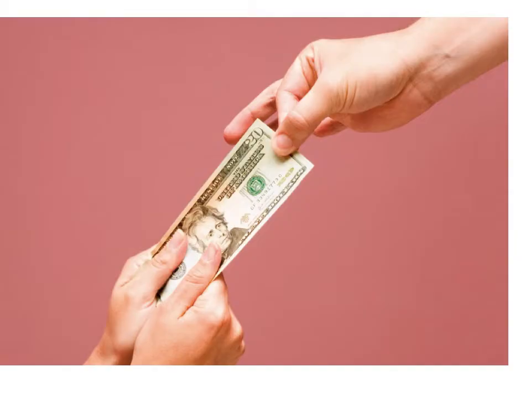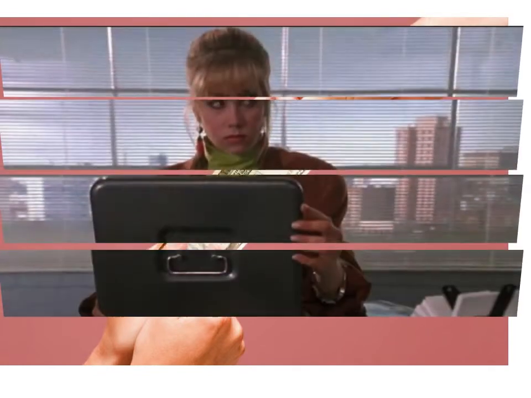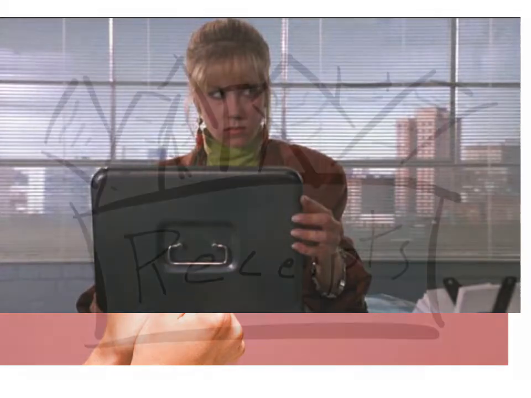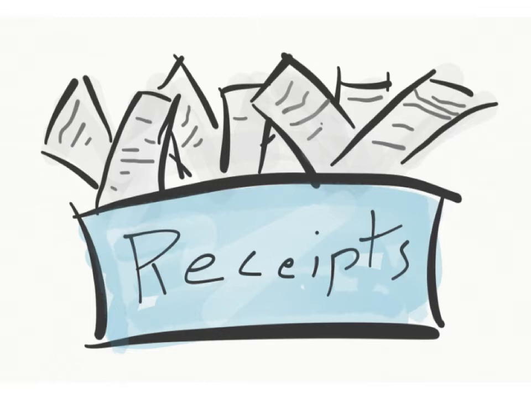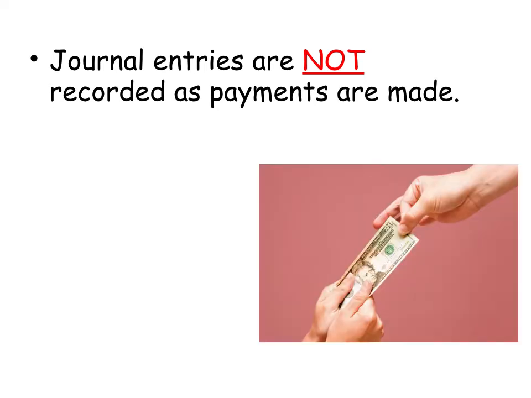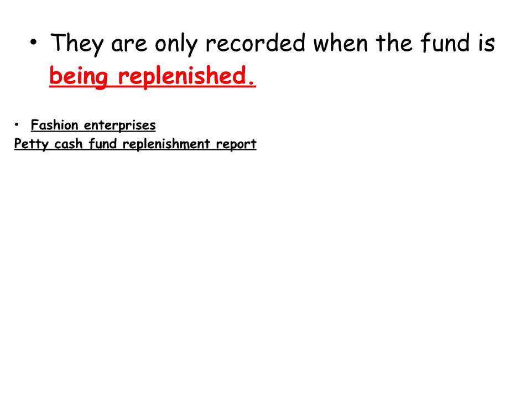After the fund is established, cash can either be taken from the fund to make payments, or Claire can reimburse her colleagues with cash for qualifying expenditures. In either case, Claire has to collect receipts for the use of the cash. With petty cash, journal entries are not recorded when payments are made. Instead, they are only recorded when the fund is being replenished.